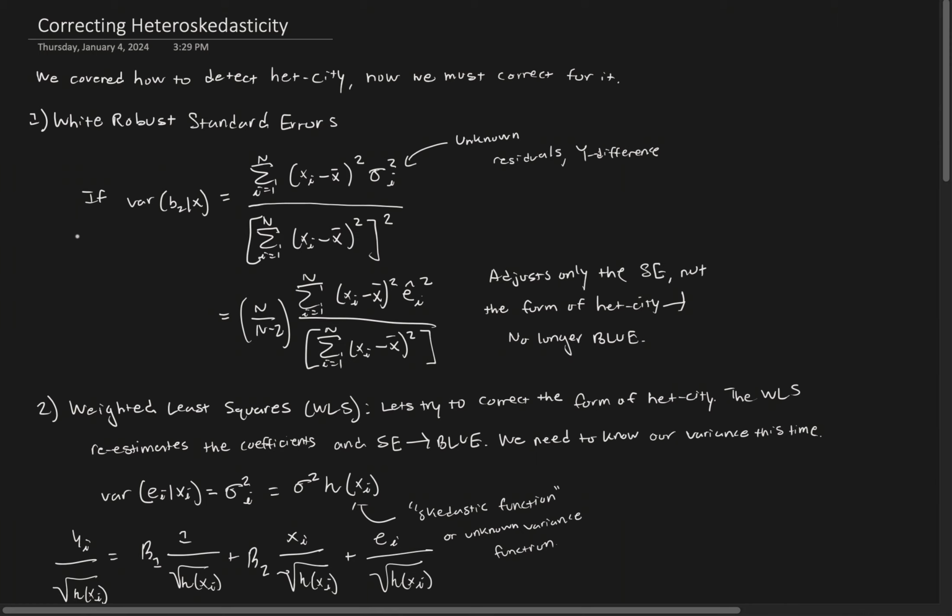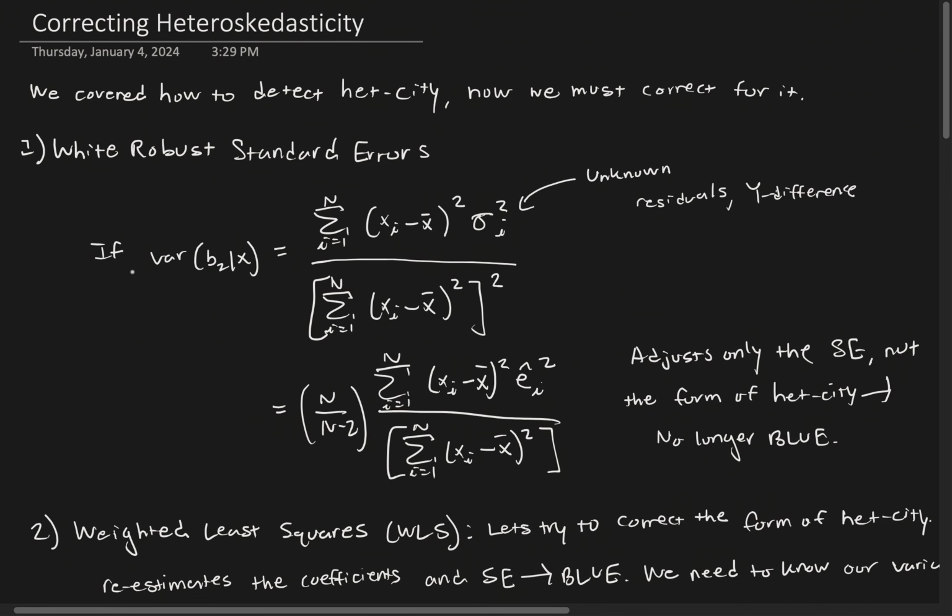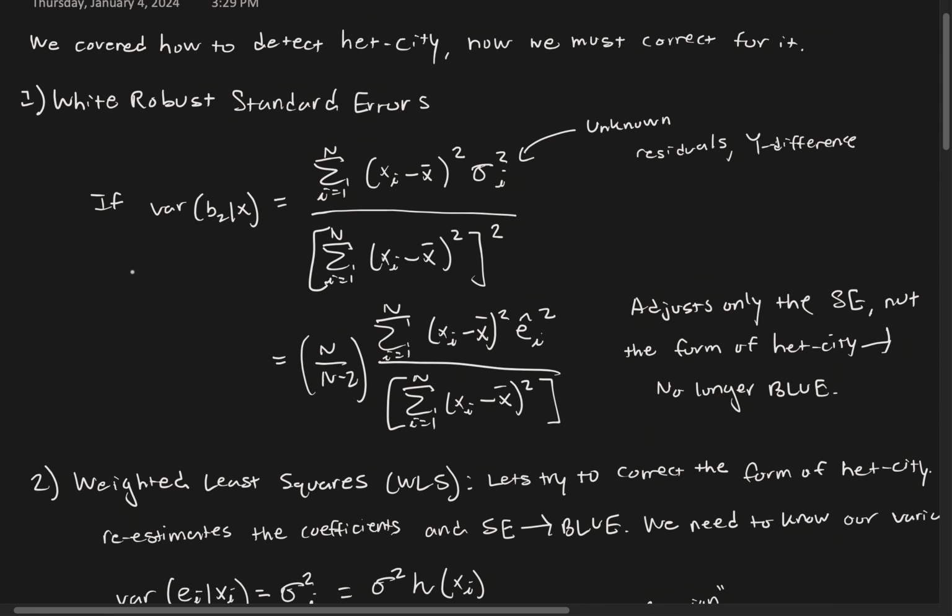Alright, so in the last video, we covered how to detect heteroskedasticity. In this first video of the multivariate regression series, I'm going to go over how we can correct it.